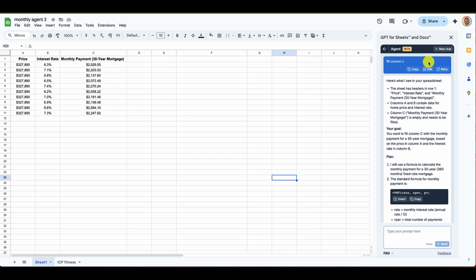So one of the things that the GPT for Sheets agent does, it uses the headers on your columns as clues for what you want it to do. And the headers on my columns were price, interest rate, and then the column I wanted it to fill had a header that said monthly payment 30-year mortgage. So as we work through different uses for this agent, you'll see that it's important to use precise language in your column headers.